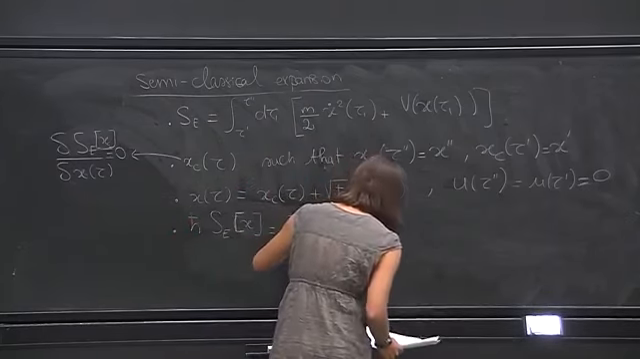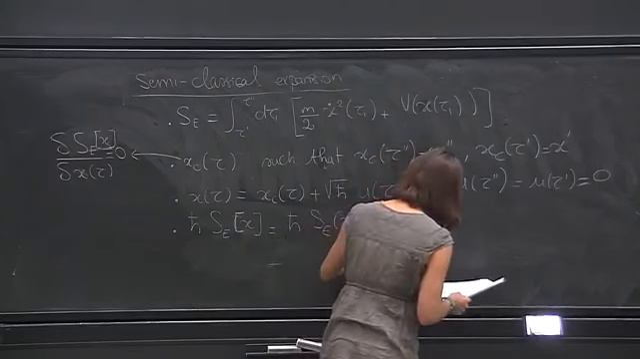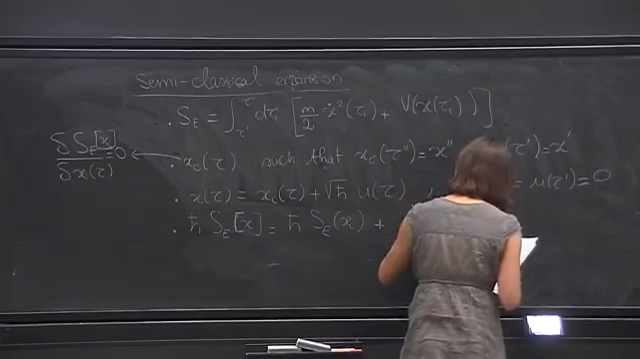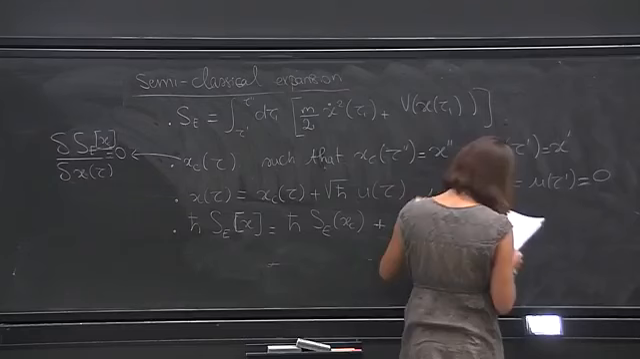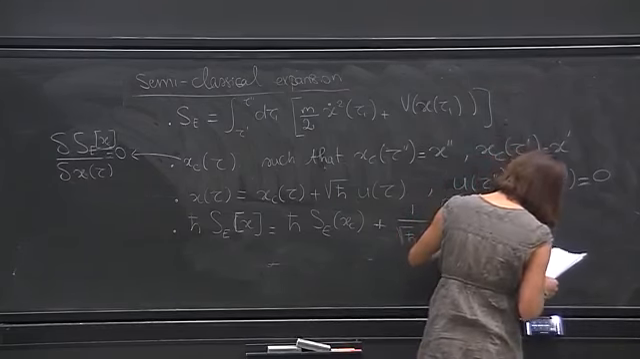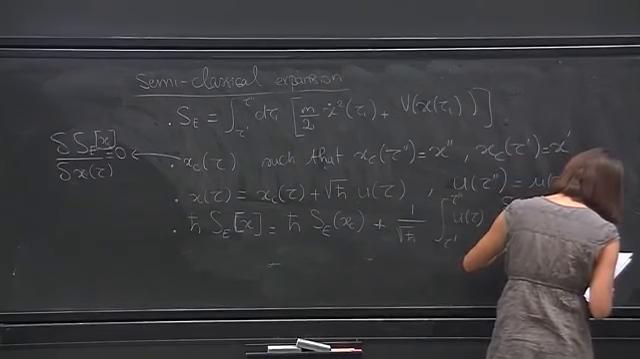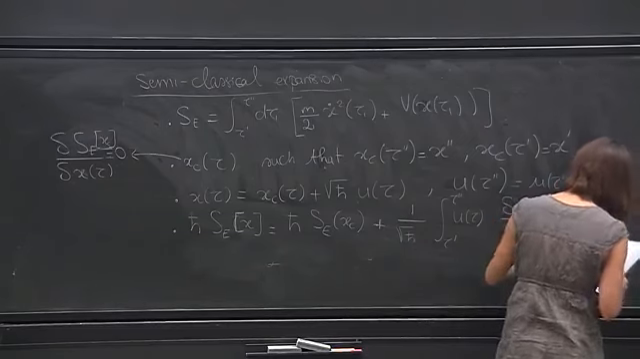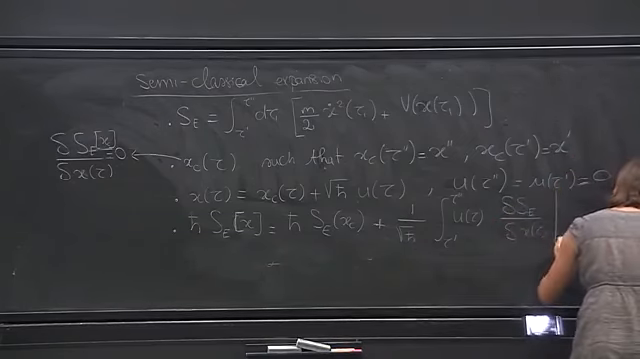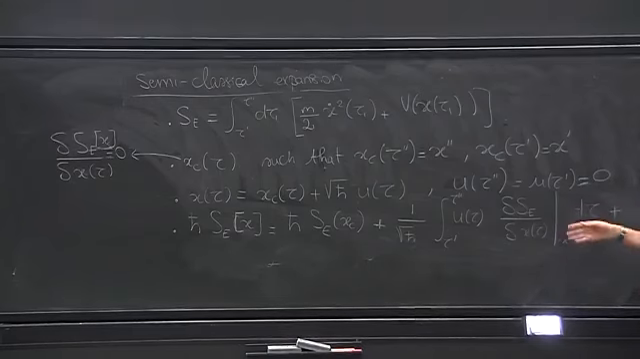So my first contribution is going to be the classical path, and then I will have my correction, okay? So plus 1 over h bar x of tau, evaluated at x equal xc. So this is my first term, and of course, if we evaluate x at xc, this term is going to vanish.